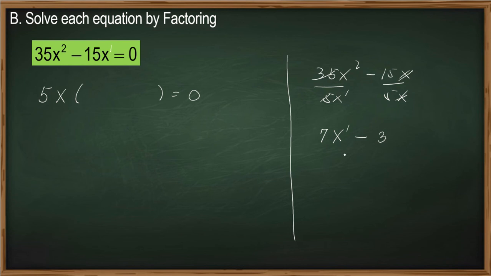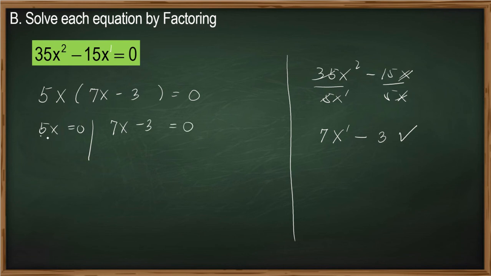3 times 1 is equal to 3. Okay, so these are now the resulting factors. So we have 7x minus 3. Then after this, we apply the zero product property. So we have 5x is equal to 0. Then we have 7x minus 3 equals 0.